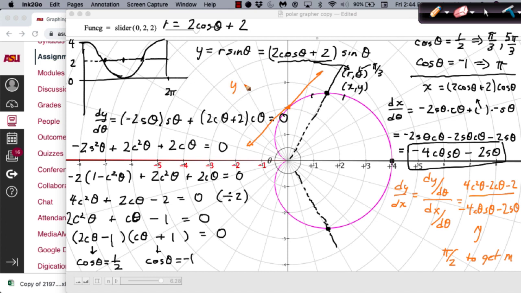We can just do r sine theta. Y is going to be r sine theta. Sine theta is just 1, so it's going to be the value of r at pi over 2. So it'll be 2, right? So the point will be 0, 2. X is 0. Y is 2. And the slope we'll get from putting pi over 2 in there.